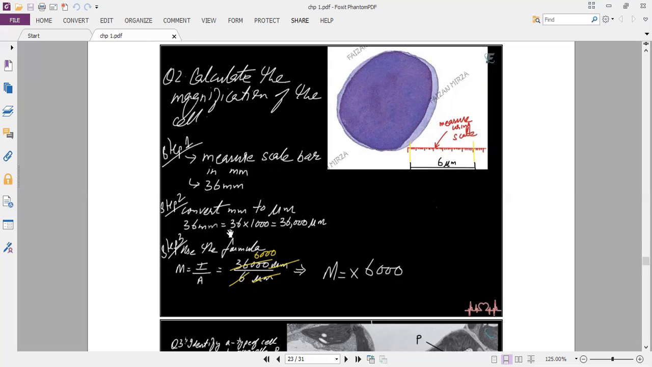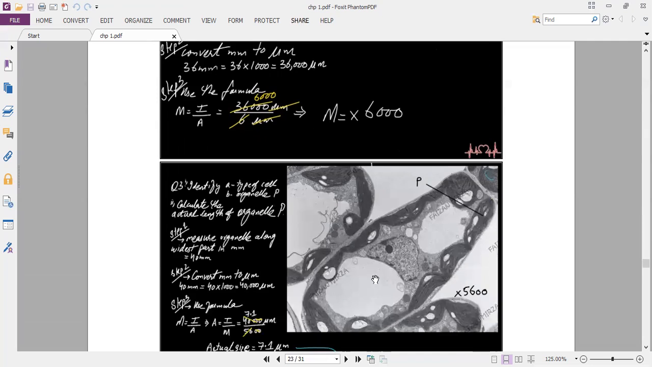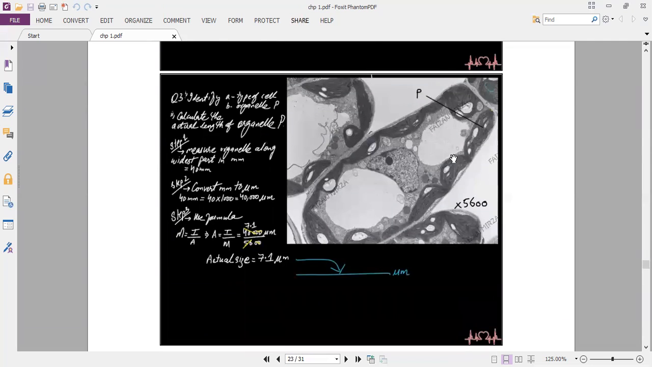What I'll do, I'll just convert this to micrometer. It becomes 36,000 micrometer. I apply the formula image upon actual. I got the value of 36,000 micrometer from the diagram image, and the actual is already given, 6 micrometer. This 6 micrometer is already given to me. I just divided them and I got the answer of 6,000 magnification. The same thing can be done, for example, within the whole cell. They may ask you to just take out the magnification of an organelle, such as the organelle P.